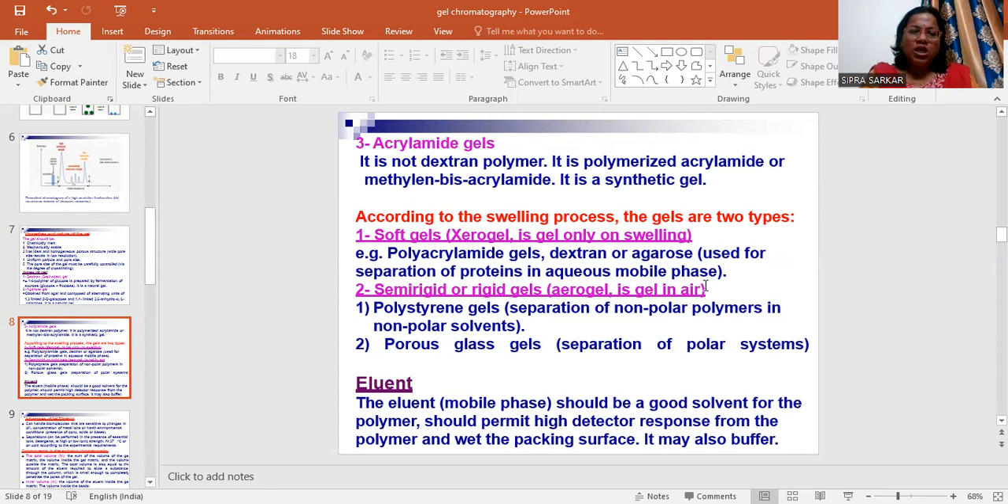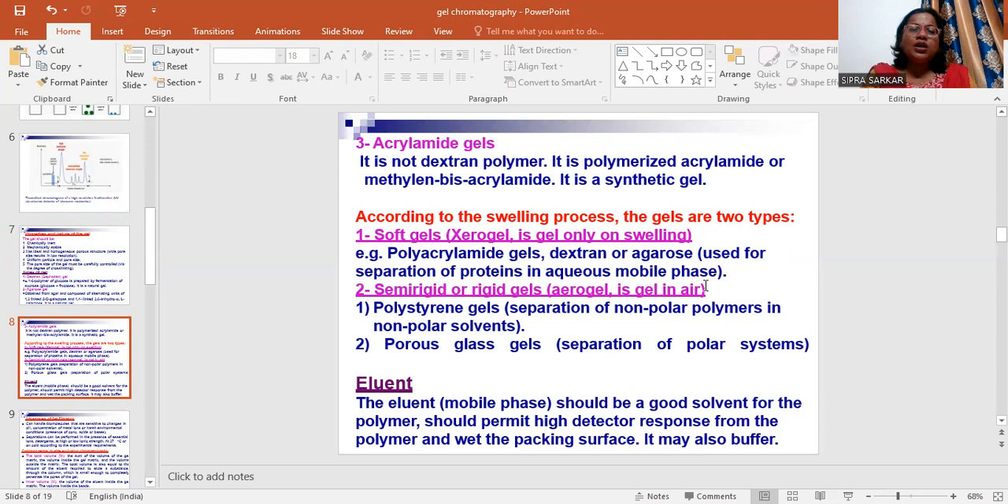One is soft gels, that is xerogel, that is only used on swelling, it is working. That is polyacrylamide gels, dextran or agarose, used for the separation of proteins in aqueous mobile phase. And semi-rigid or rigid gel, that is the aerogel, it is a gel in air. Polystyrene gels, it is separation of non-polar polymers in non-polar solvents. Porous glass gels, separation of the polar system.